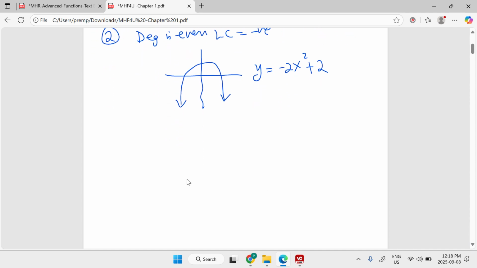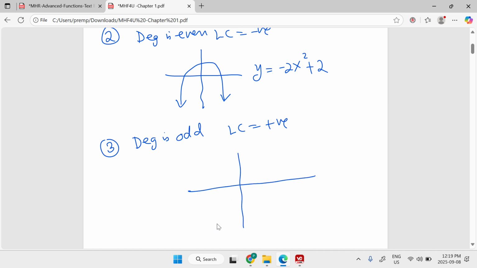Now the third case is the degree is odd and the leading coefficient is positive. If the degree is odd and the leading coefficient is positive, your graph should always go from quadrant 3 to quadrant 1. It can have anything, but it should go like this.